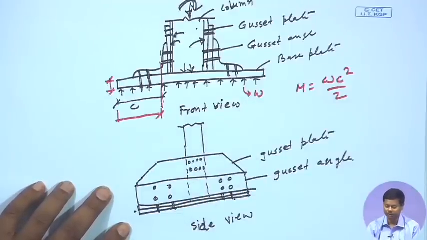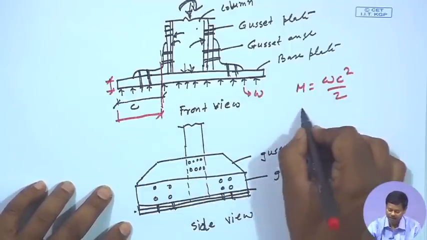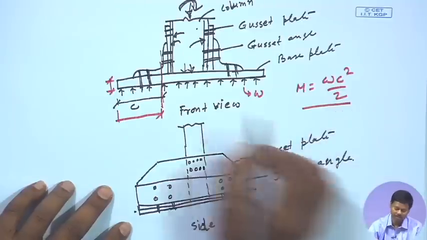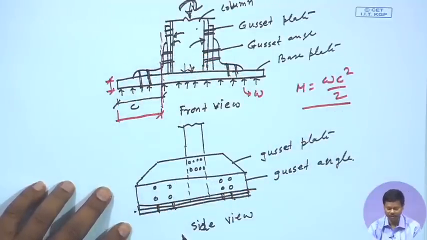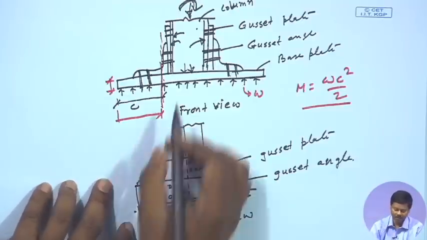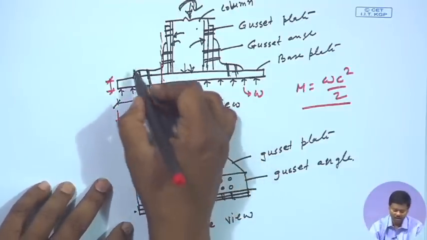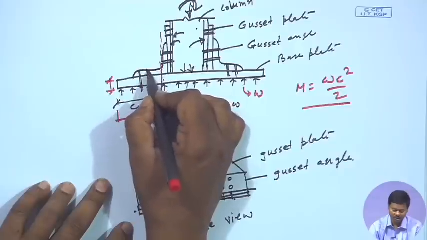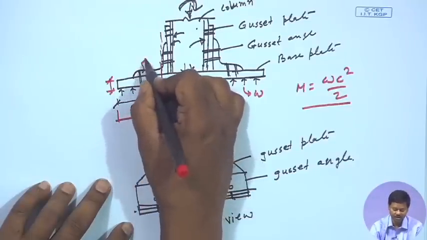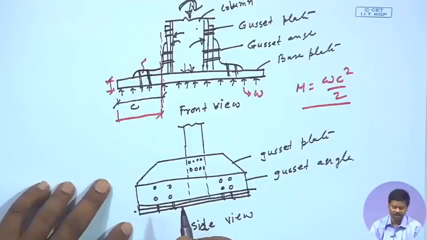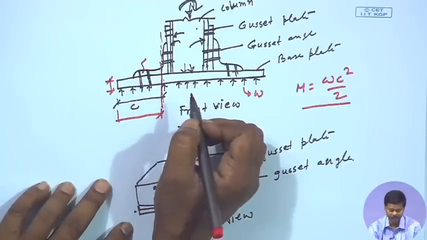Okay. So, maximum moment developed will be W into C square by 2, because this will be the critical section at which the chances of failure will be there. Now, here another thing we have to remember, that up to this portion the thickness is becoming the thickness of base plate plus thickness of the angle, the gusset angle. So, it is adding, right.